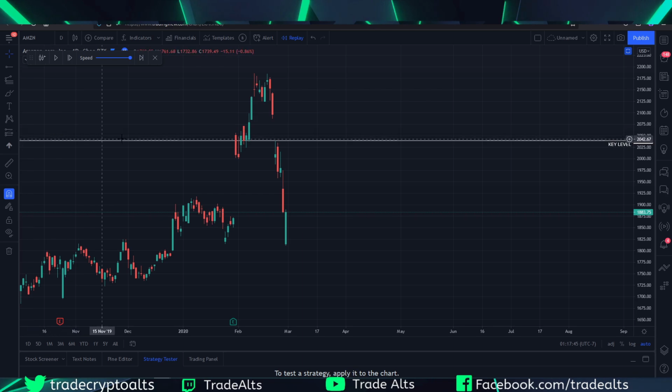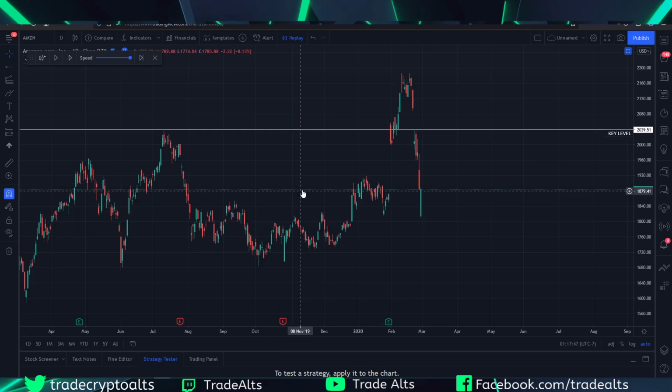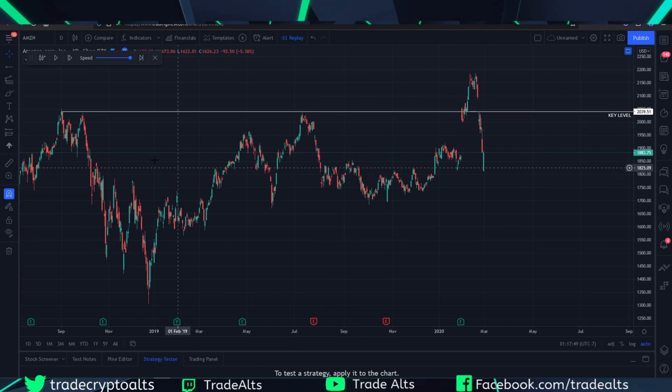This is when this level started to form. Just amazing. So again, here's your full outlook so far. You got your level, you got your first test. So this is telling you now, okay, this level is valid. Big move to the downside.